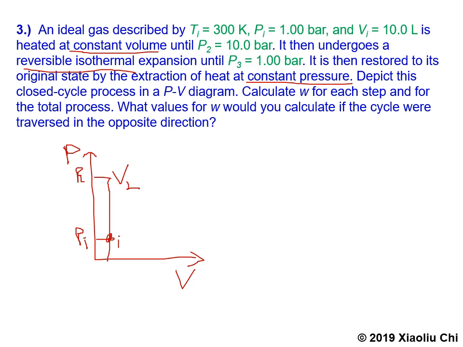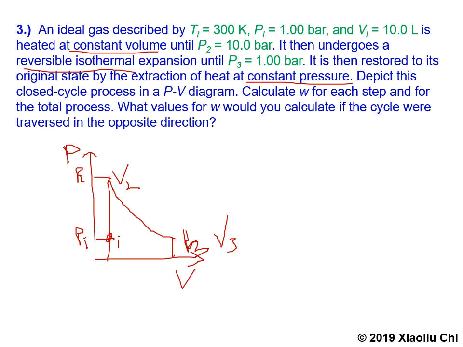Okay, and then undergo isothermal expansion. So that's the isotherm, it looks like this, until the pressure becomes P3. The reason P3 is 1 bar: note that 1 bar equals the initial pressure. So here, same, that's P3 and V3. So P3 here is P1, and V3 it didn't say, so you need to calculate.